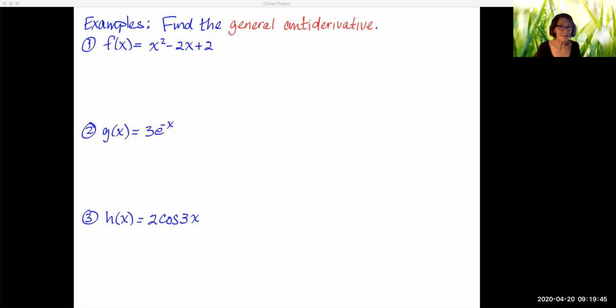So I want you to anti-differentiate each one of these. Give it a try. And each one of your answers should have a plus c or plus k, because we want the general antiderivative.